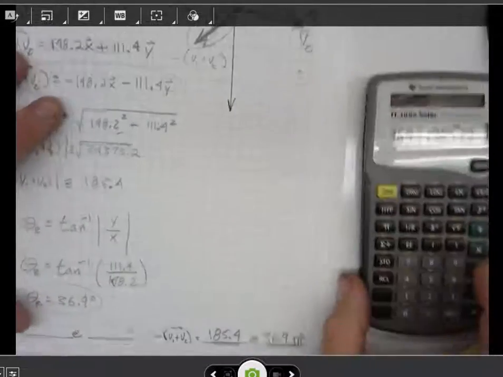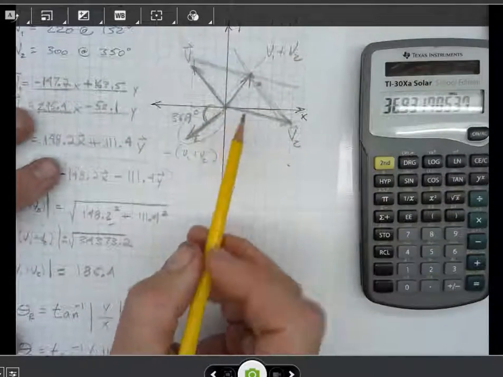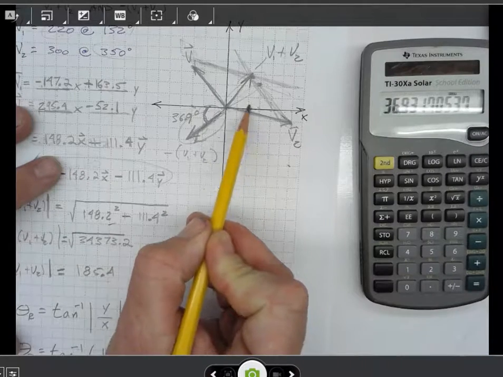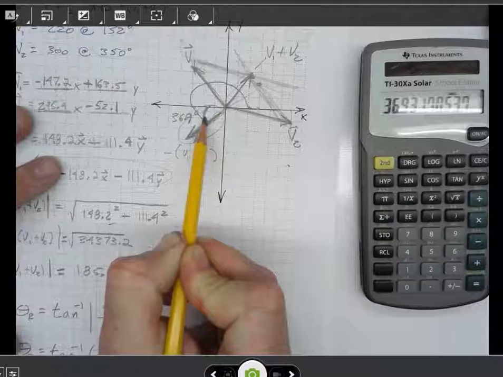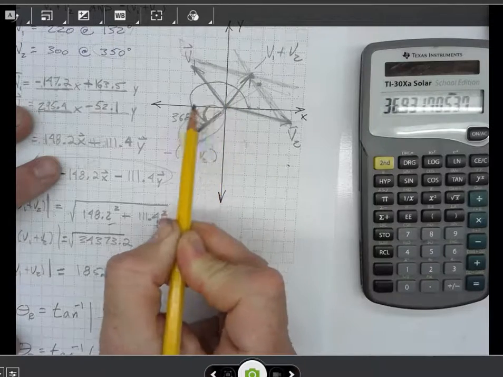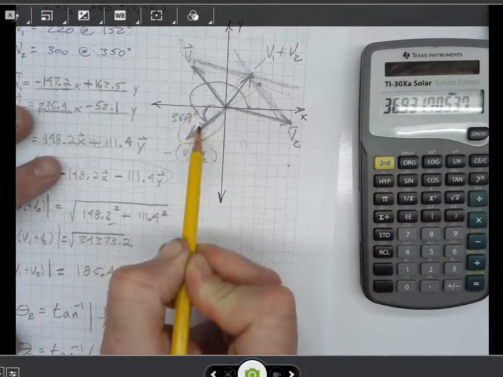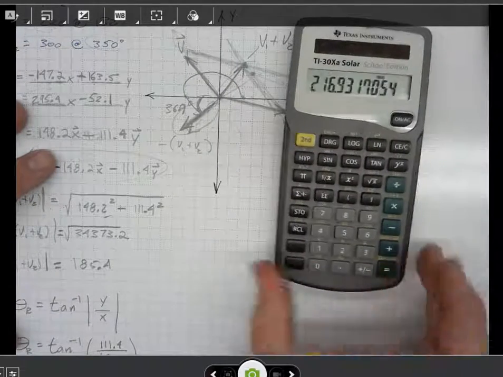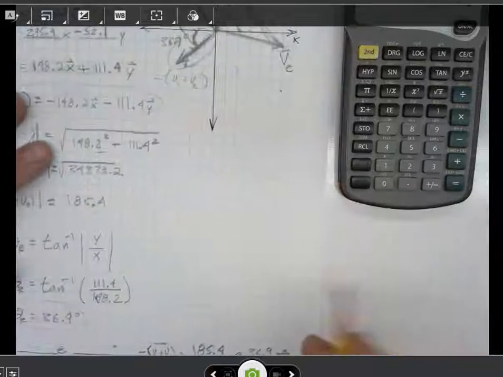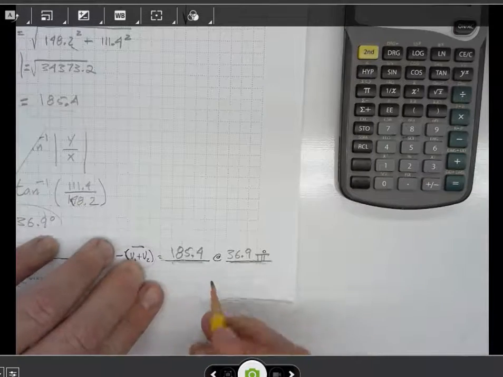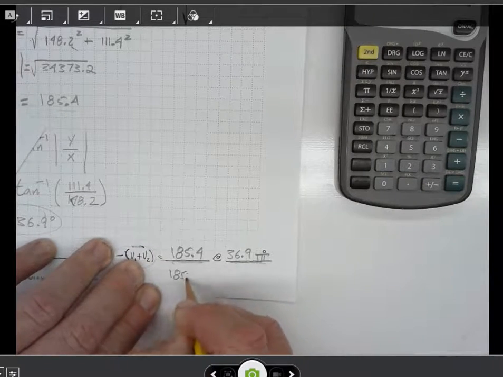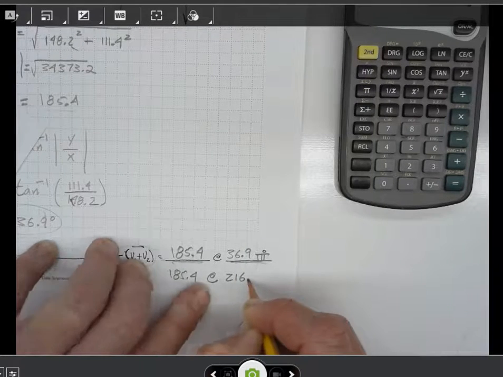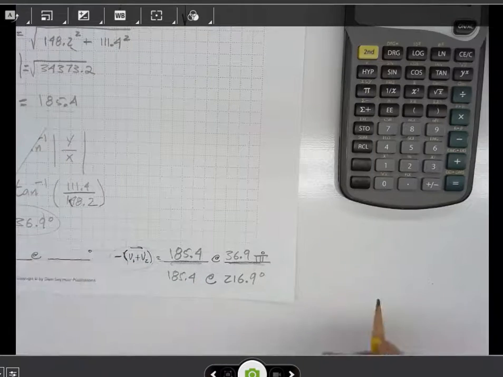Or I can take, and this you have to get from looking at the graph, the actual angle from here all the way around to there, which would be 180 plus the 36.9. So I could just add 180 to that. So it's 216.9. Another way to write that answer then would be 185.4 at 216.9 degrees.